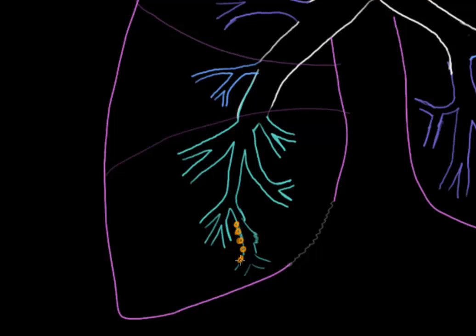But what if the cancer cells had spread to other places along this segment? Let's draw that in here. Well, you can imagine that the surgeon would want to take out the entire segment, and this procedure would be called a segmental resection.